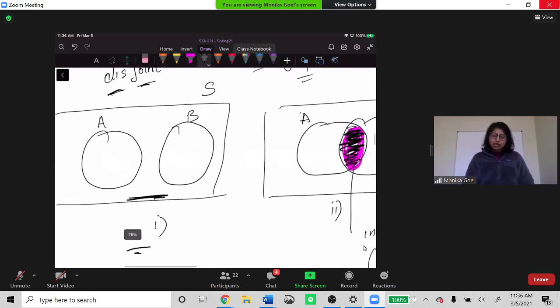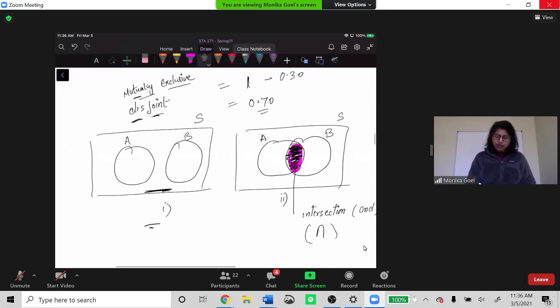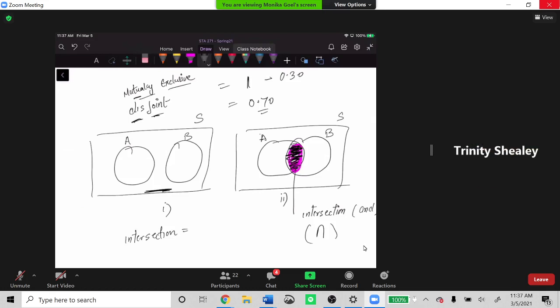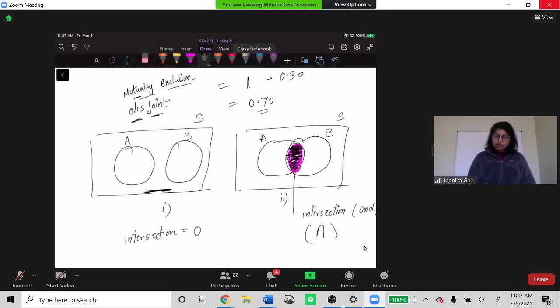When we are talking about mutually exclusive events, what should their intersection be? Do they have an intersection? No. Intersection means common part, so their intersection is 0. If A and B are two events, we can say A intersection B is 0.